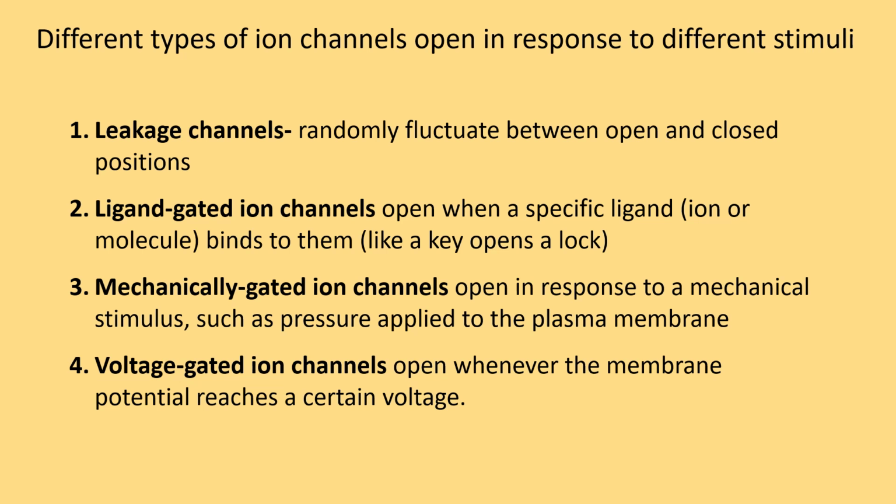And so perhaps number one here is the hardest to understand. But the first type of gated ion channel is called a leakage channel. And every textbook I've ever read describes leakage channels as randomly fluctuating between the open and closed position. So if you can imagine a door that flip-flops back and forth, open, close, open, close, open, close. I'm suspect of that. Very few things in biology are random, but every textbook I've ever read said leakage channels randomly fluctuate. I just want to give you that little caveat there.